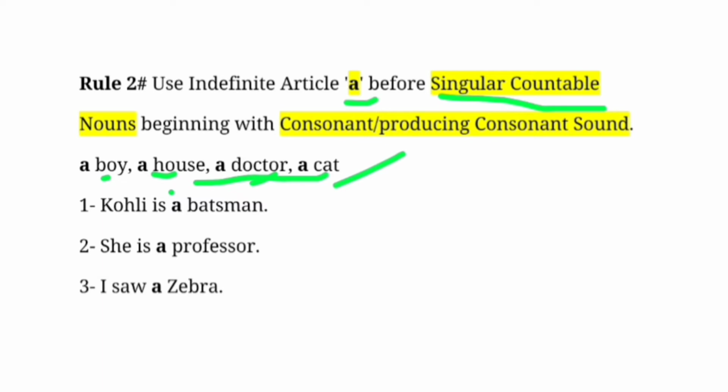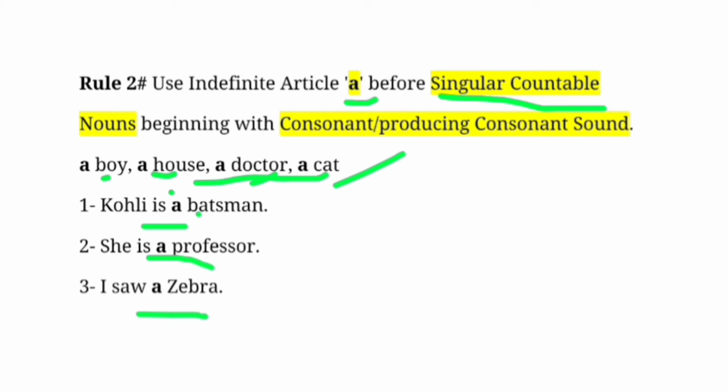Notice that in natural speech we don't say a, we say uh, like a boy. Let's look at some sentences. Kohli is a batsman. Here we use a because it starts with consonant b. In the same way, she is a professor. It starts with p. And at last, I saw a zebra. It starts with z.